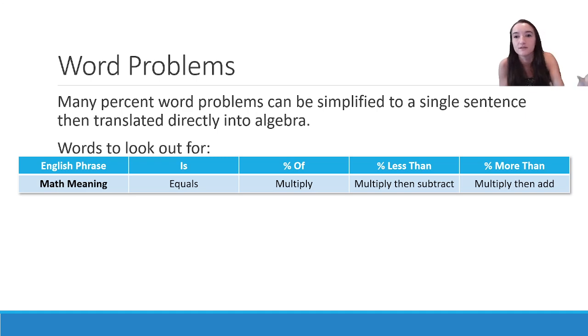Percent of means multiply by that percent. Percent less than means multiply then subtract. Percent more than means multiply then add. So what I mean by that, and we're actually going to see some types of examples of that in later chapters, but percent less than or more than means I will multiply by the percent and then I'll add it to my original amount. If I'm 50% more than something, I have to figure out what is 50% of that and then add it to get percent more. And if it's 50% less than, I have to figure out what is 50% of it and then subtract it.